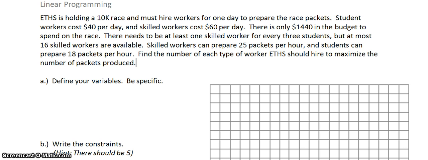Okay, there needs to be at least one skilled worker for every 3 students, but at most 16 skilled workers are available. Again, you don't have an unlimited amount of workers. You only have so many people available. Like, all these things limit how much profit a company can make, or in this case, how many packets can be prepared. Skilled workers can prepare 25 packets per hour, and students can prepare 18 packets per hour. Find the number of each type of worker ETHS should hire to maximize the number of packets produced.